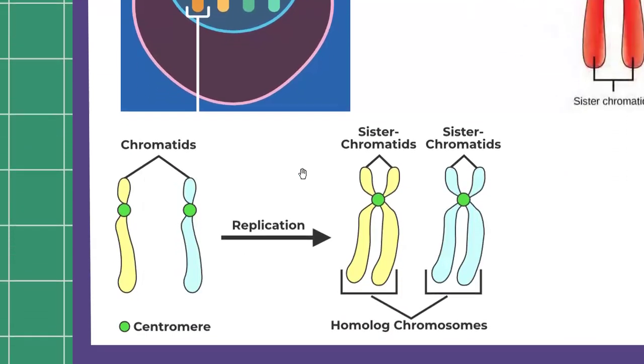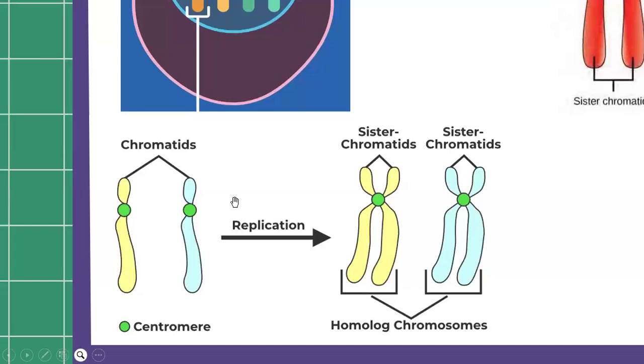Like for example, in this diagram, this is chromosome number 5, and this is another chromosome from the same organism, and its chromosome number should obviously be 5 as well. This is from one parent, this is from the other parent, right? So both are homologous chromosomes, okay?